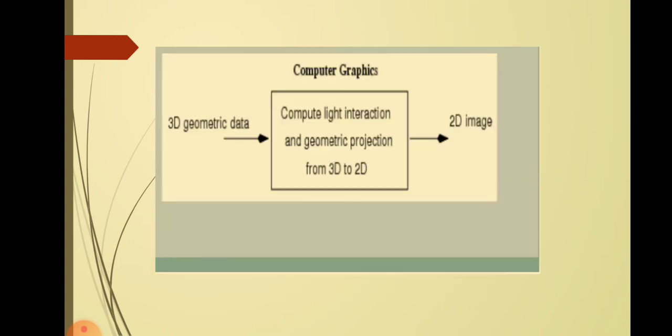Then the diagram in computer graphics. 3D geometric data interacts with the computer graphics to produce a 2D image. It means 3D geometric data interacts through light interaction and geometric projection from 3D to 2D images. Then what is performed in computer graphics.